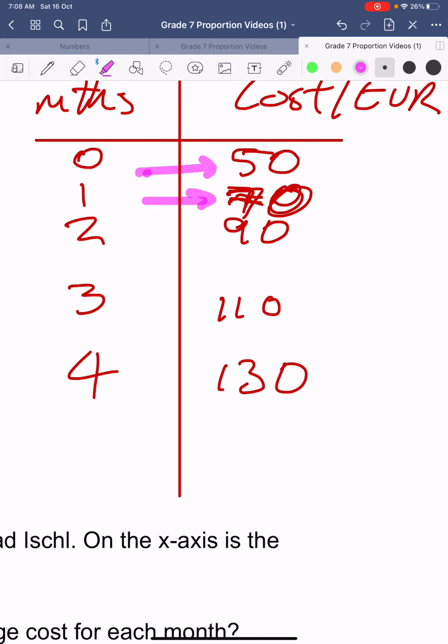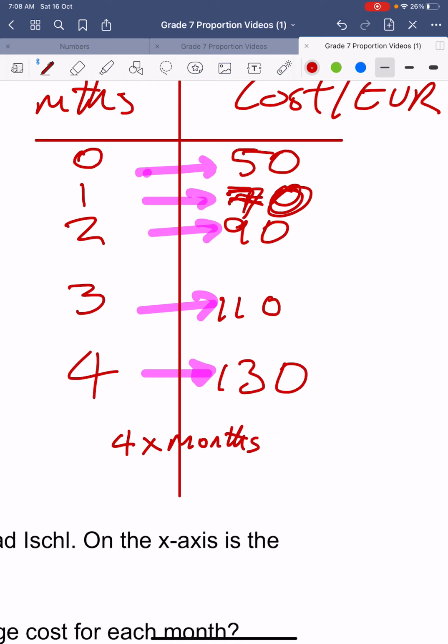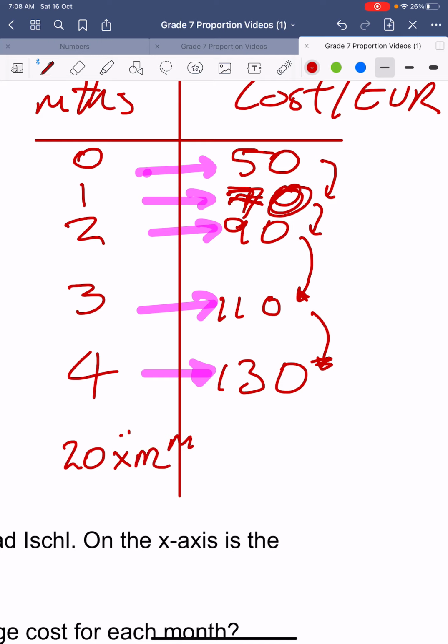So from here to here, it's actually 4 times the months. Sorry, my bad, let me just alter that. As we look down here, for every extra month, we're paying an extra 20 euros. So 20 times the number of months plus the 50 euros gives us the cost.